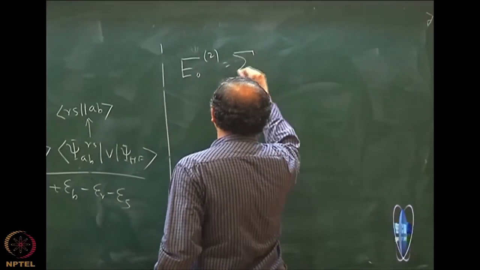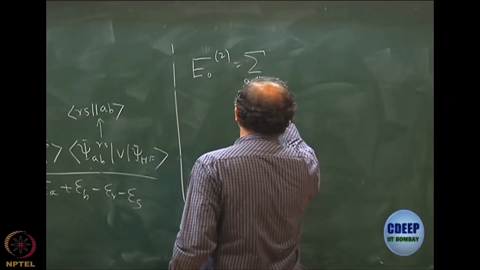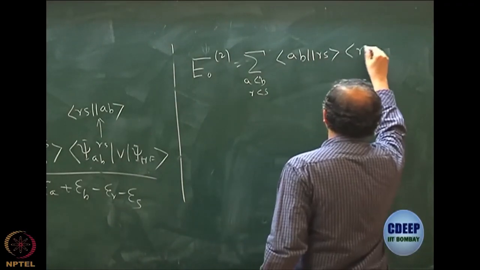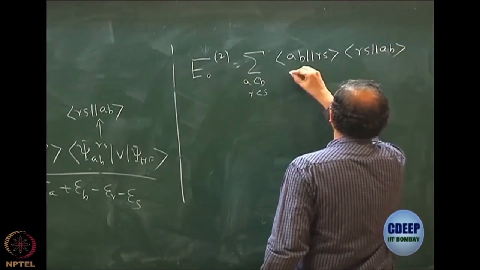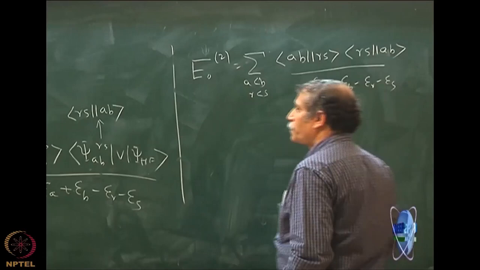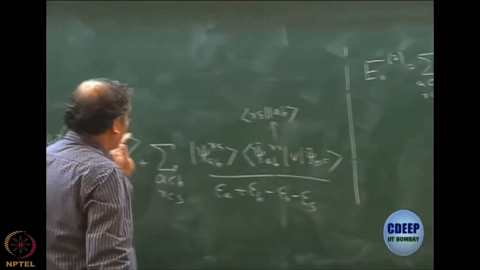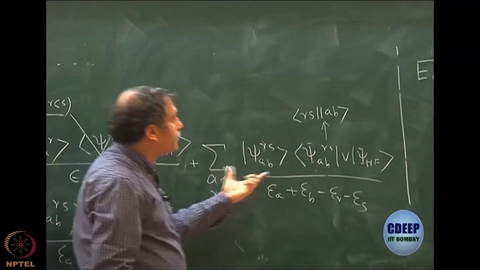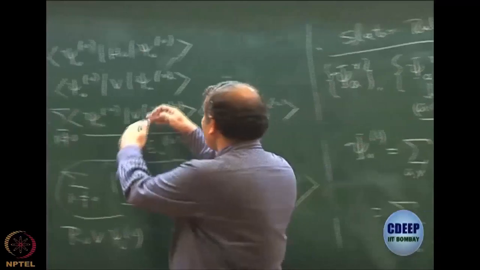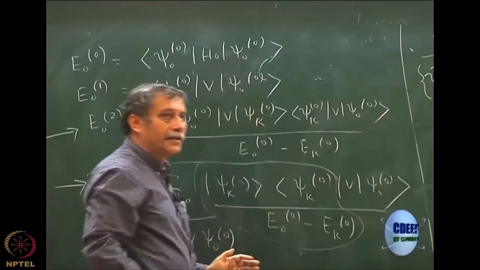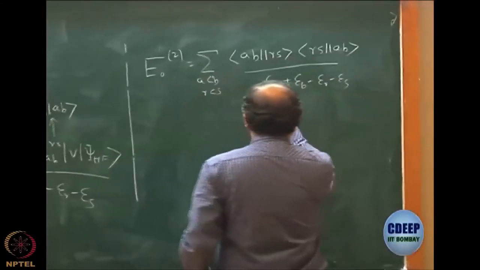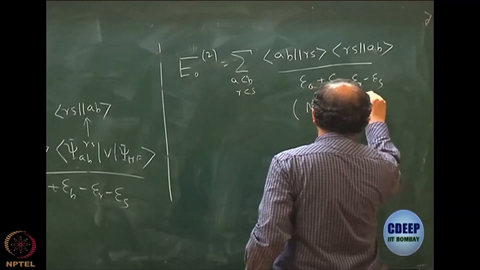as the sum over a < b, r < s of ⟨ab||rs⟩ ⟨rs||ab⟩ divided by ε_a + ε_b − ε_r − ε_s. I hope all of you can see this, because all I am doing is to write another ψ0 0 V with this, and that gives me ⟨ab||rs⟩, and the rest remains the same. You can see this from here also, that this is ⟨ab||rs⟩, this is ⟨rs||ab⟩ divided by the orbital energies, and that gives you the final E0 2, which is basically what we call the MP2 energy.